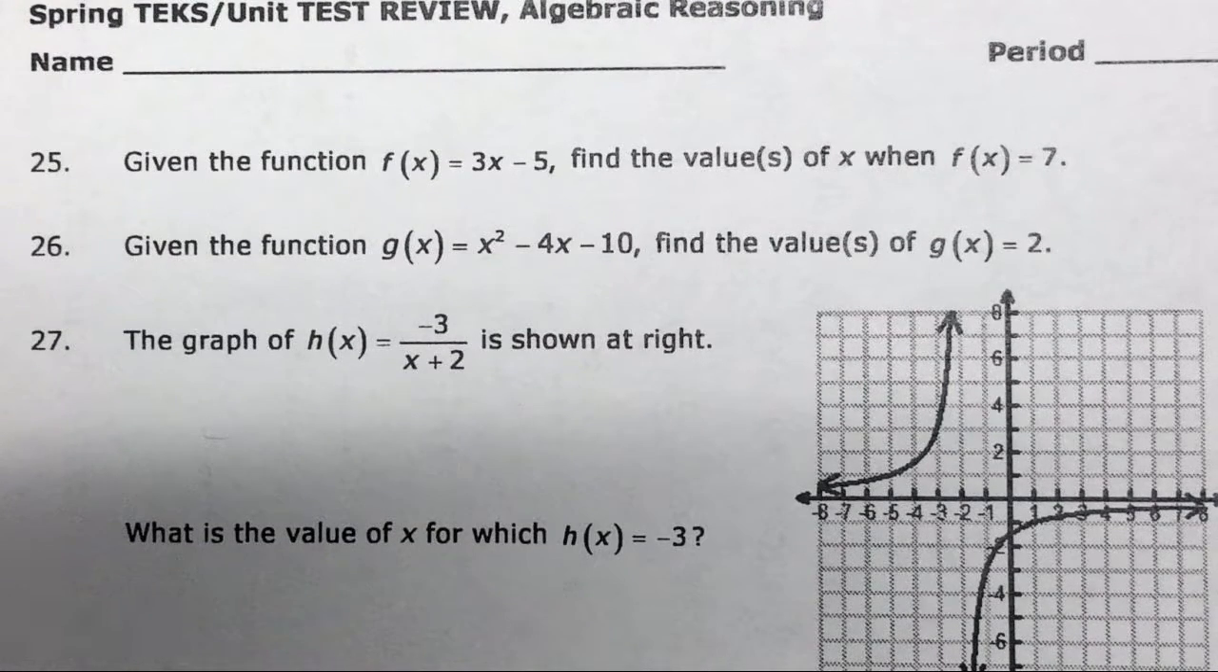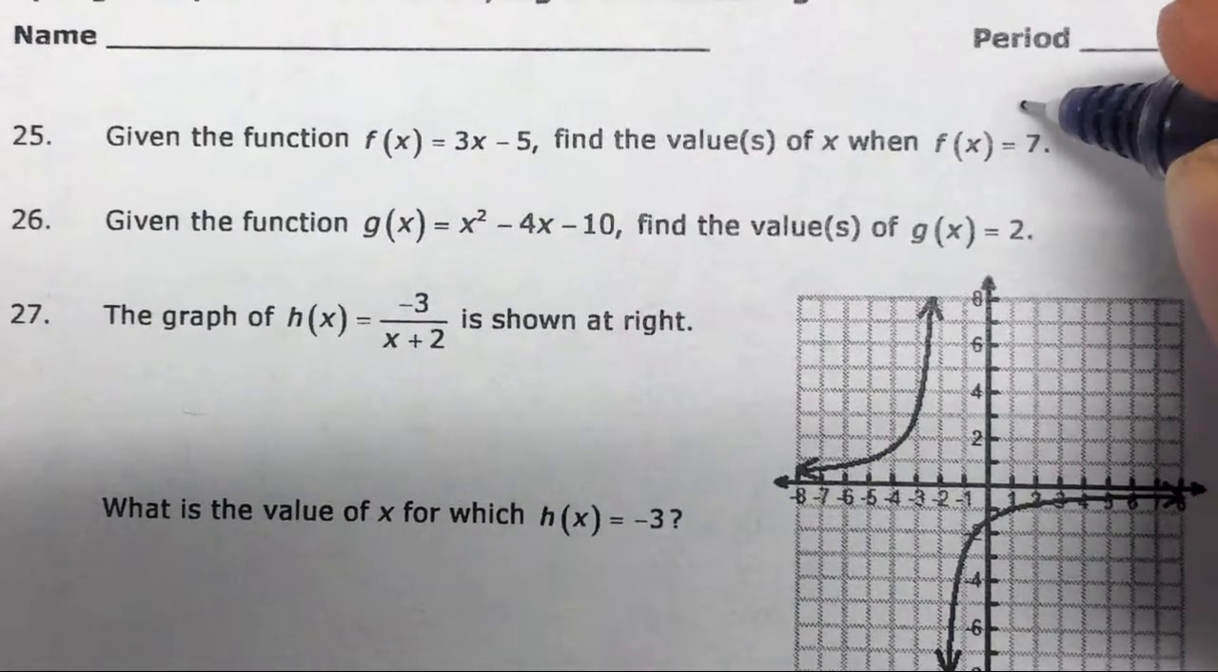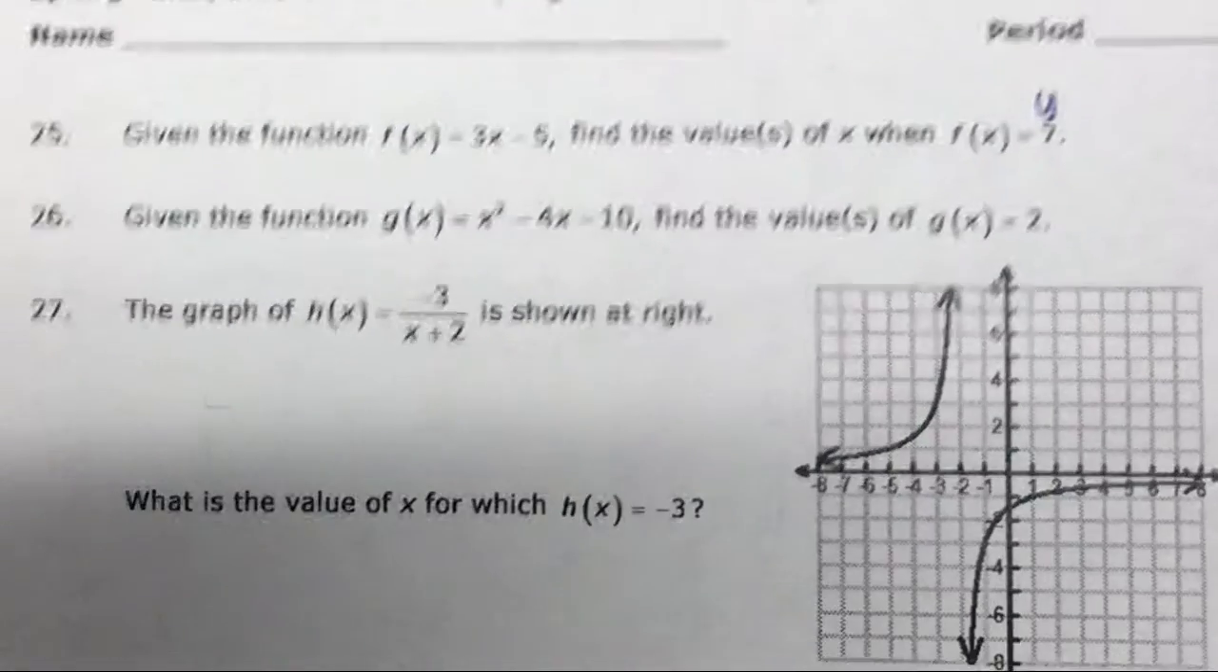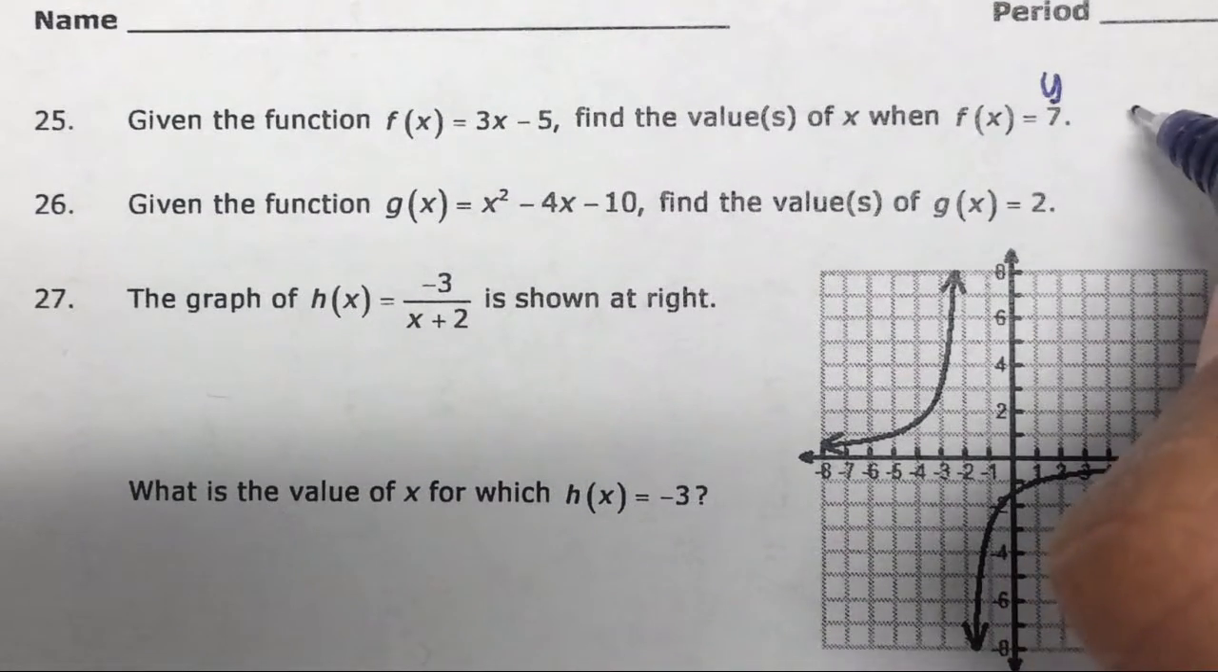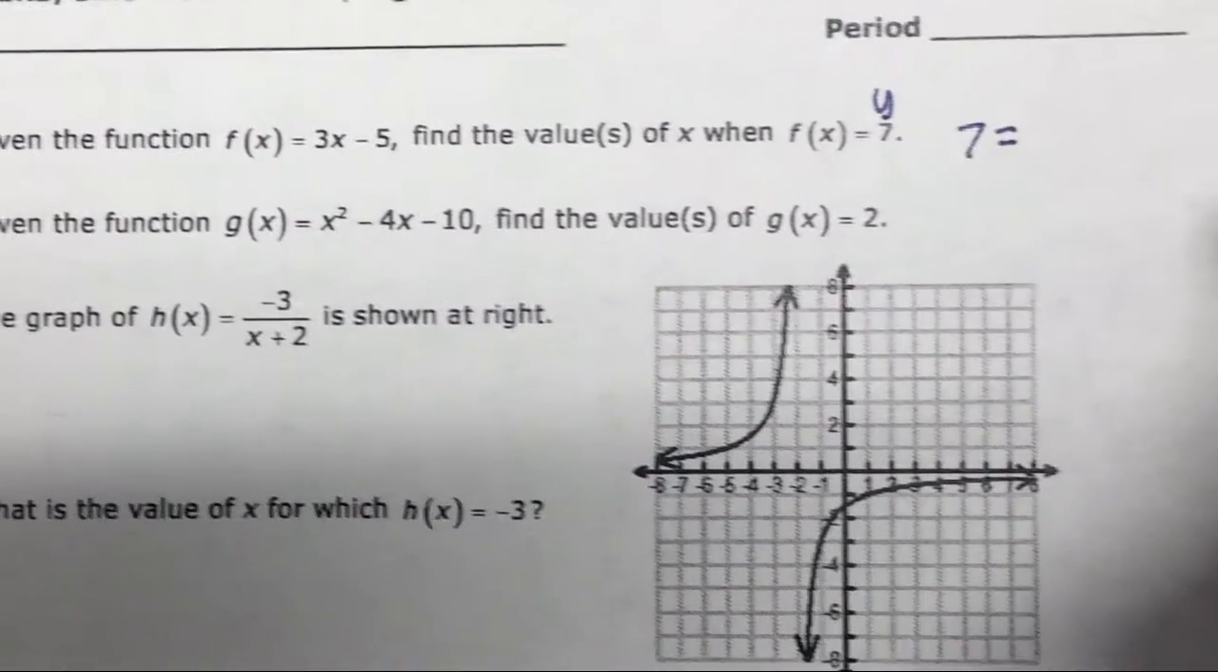25. Given the function f of x equals 3x minus 5, find the value of x when f of x equals 7. Now, whenever it's outside the parentheses, what you're going to be looking for is your y value. So, what we've got to do is set this equal to 7.